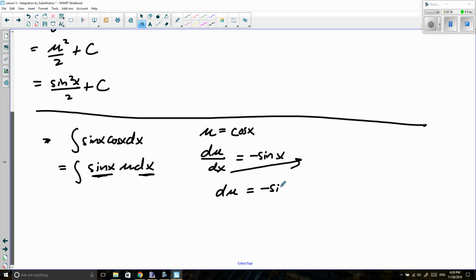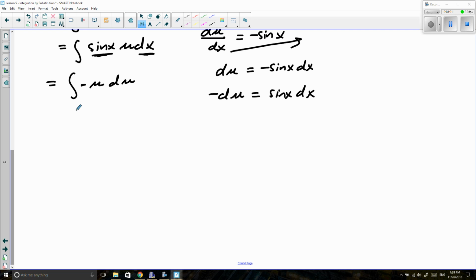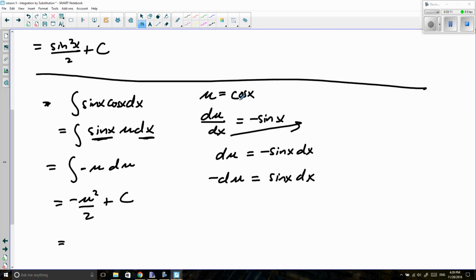I get du is equal to negative sine x dx, but my problem is the negative. So I'm going to bring the negative over to the other side, so I get negative du is equal to sine x dx. So I can make that substitution in here. I'm going to get the integral of u times sine x dx, which is really negative du. So from this stage, I can actually integrate. You could just ignore the negative here. I'm going to get negative u to the power of 2 divided by 2 plus c. And once again, u was originally cos x.